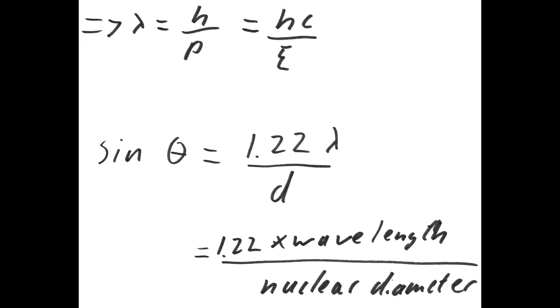Sine theta, the angle we measured, is equal to 1.22 times lambda, the wavelength of the electron from before, divided by the diameter of the nucleus, to work out the diameter of the nucleus of the gold atom we have shone our light on. Half the diameter equals a radius, so we have a value of the radius of our gold nucleus.